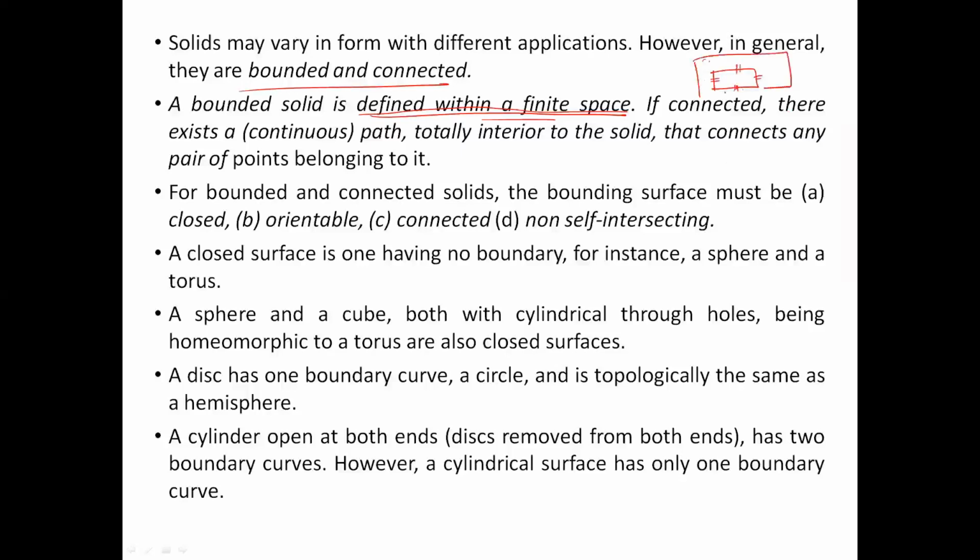Suppose this is the plane on which you have plotted this. What are, pardon? Boundary. Exactly. So that is what is happening over here. You are defining the object in a finite space.